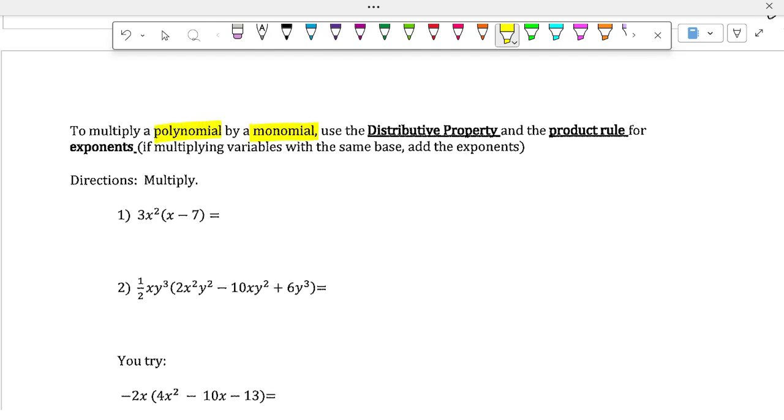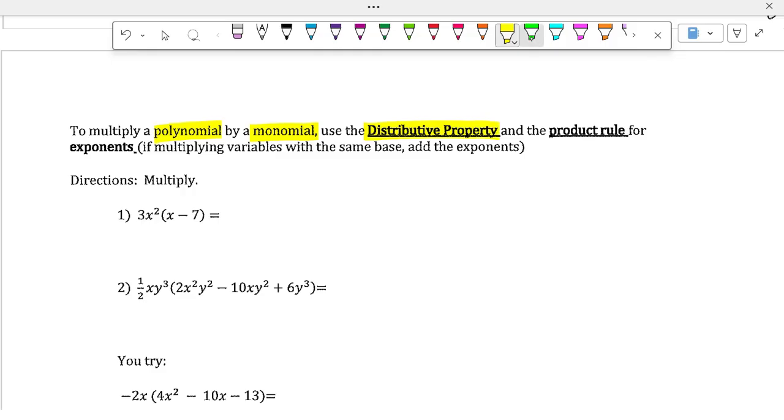Remind me what a monomial is? Someone besides Owen. What's a monomial? Ephraim. A polynomial with one term. So when we multiply by a monomial, we just have to distribute. So we're using the distributive property.